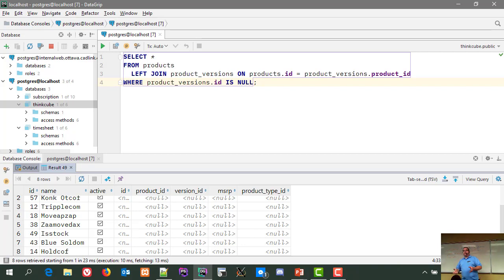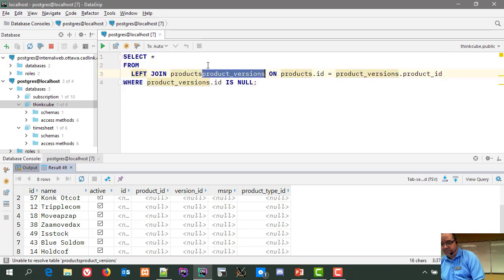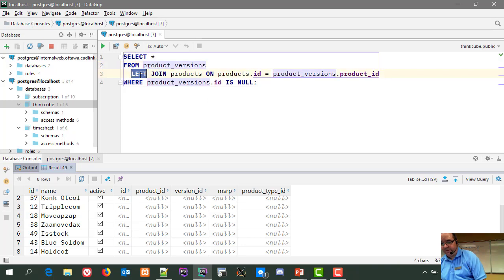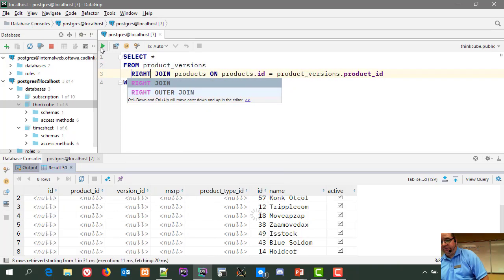What would right join do? It would give you everything from product versions that don't have a match in products. So I could actually take this and flip it just so I can demonstrate. And I do a right join. It should give me the exact same result. Almost. The only difference you'll notice is it moved the columns from one side to the other. That shows you that the right join is grabbing everything from product versions because it's to the right of products. So you've got the magic word join. Left join, it's whatever table's to the left. If you do a right join, it's whatever table's to the right.